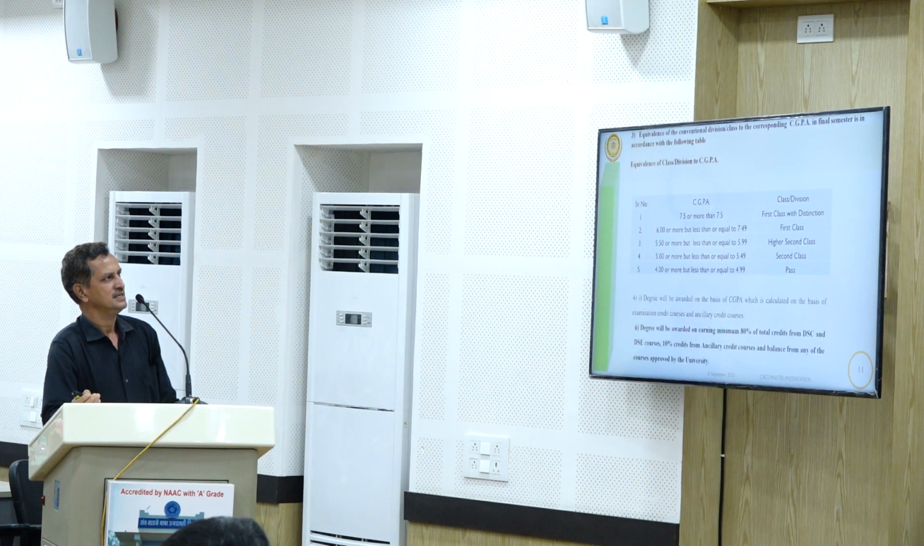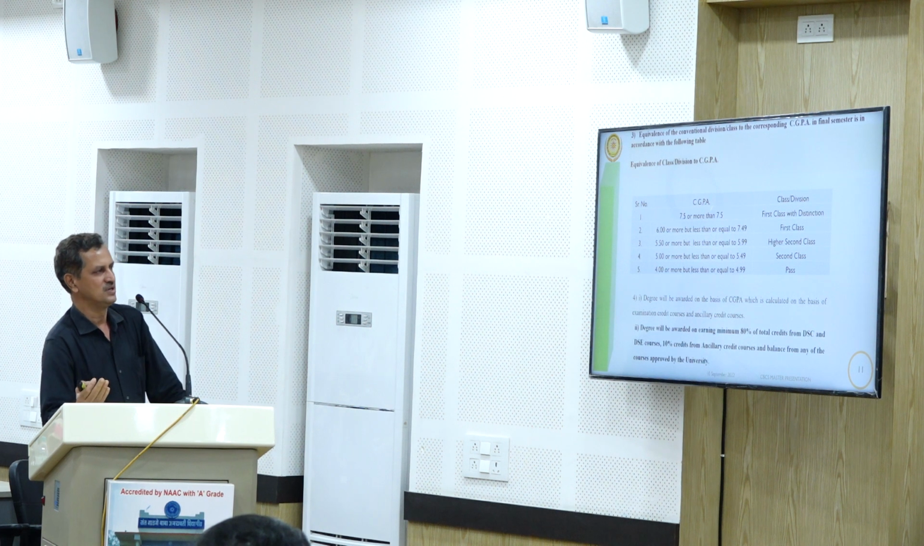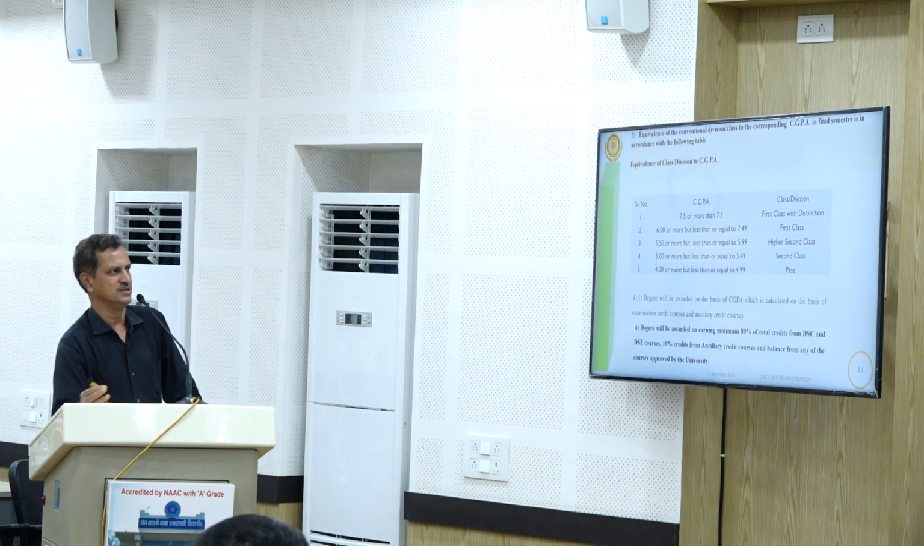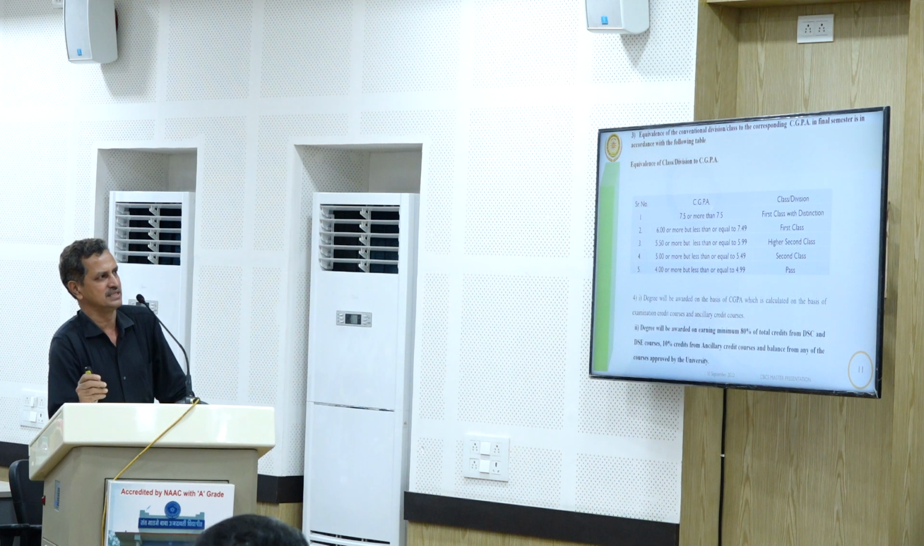Next. Now this is the table which indicates how the degrees are awarded. So if somebody scores, let's say CGPA of 7.5 or more than 7.5, he or she will get the degree in first class with distinction, 6.0 to 7.49 first class, 5.5 to 5.99 higher second class, and so on and so forth. Whereas a pass grade is awarded when somebody scores 4.0 or more.